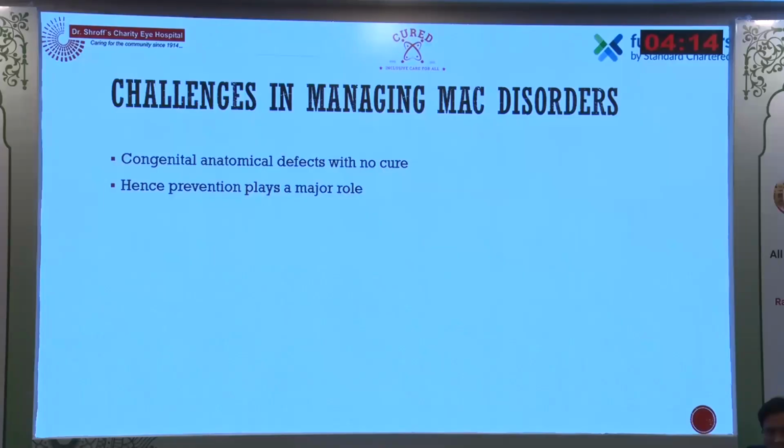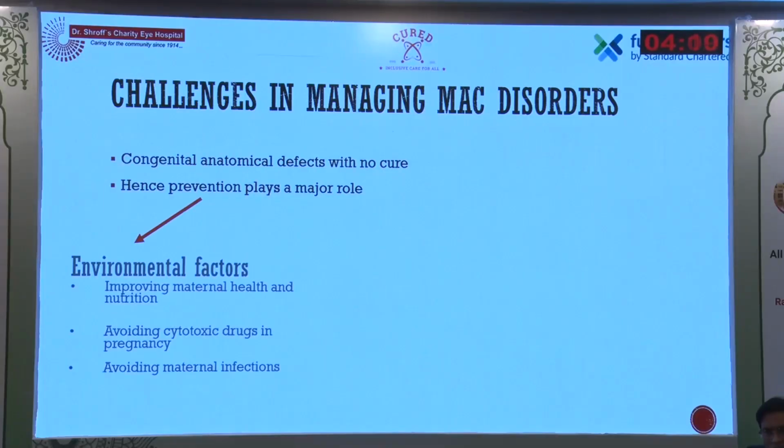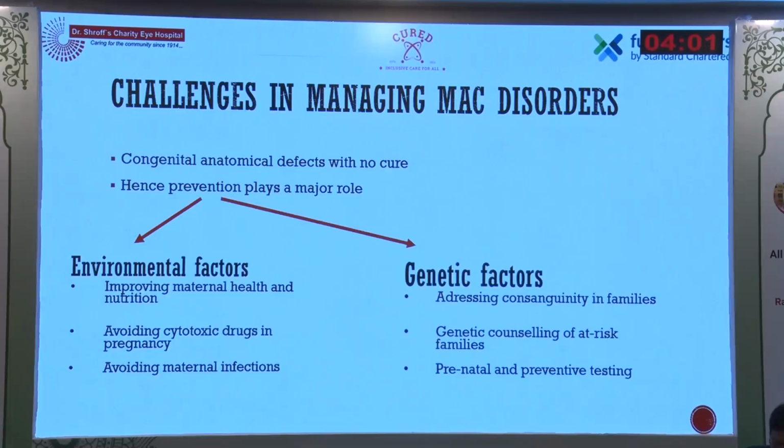So there are challenges in managing MAC disorders. These have no cure, hence prevention plays a major role. If you want to prevent the environmental factors, you have to improve maternal health and deficiencies, which is out of the purview of most of us. So we can go in for the genetic factors by addressing consanguinity in the families, genetic counseling of at-risk families, and prenatal and preventive testing.